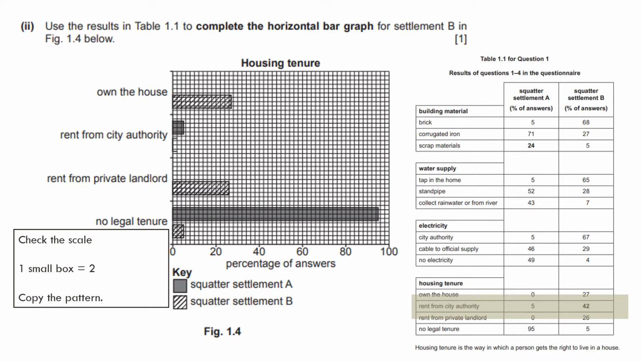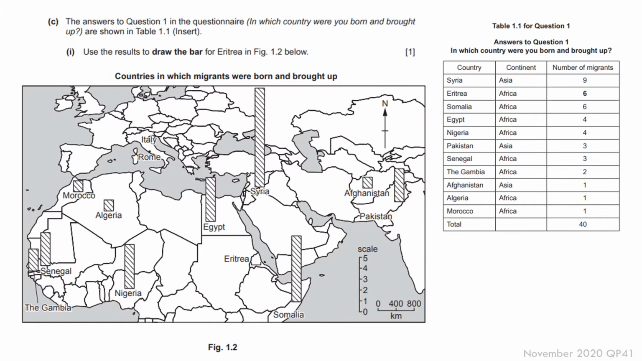Then I also need to copy the pattern for squatter settlement B. So here it's all the way up to 40, and I'm going to draw an extra little bit to go just slightly over the 40 line, and so that gives me the 42. And you can see here I've tried to copy the pattern with the fill, and so that is nice and straightforward there.